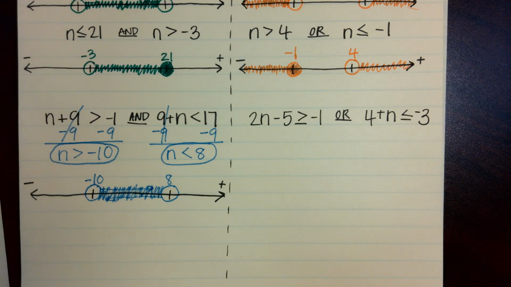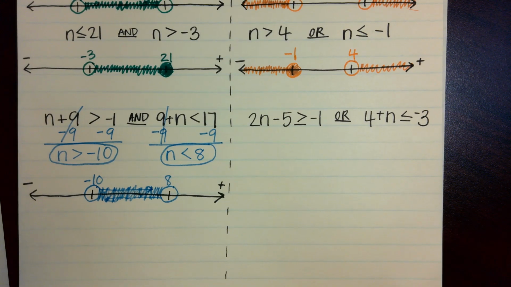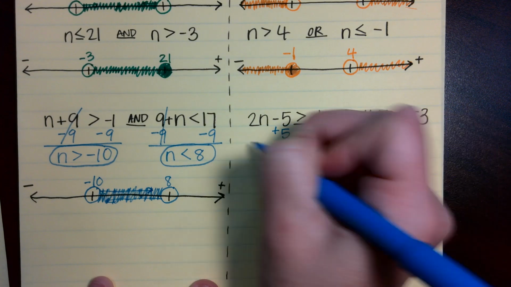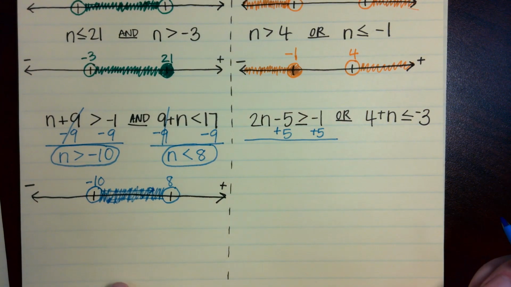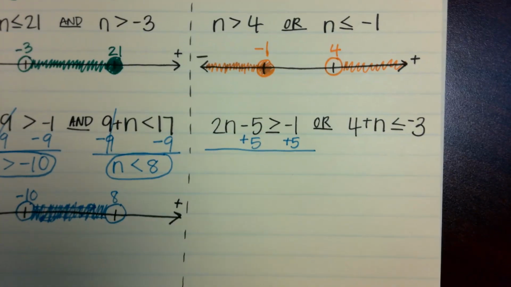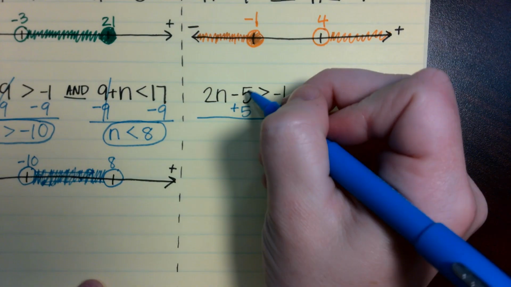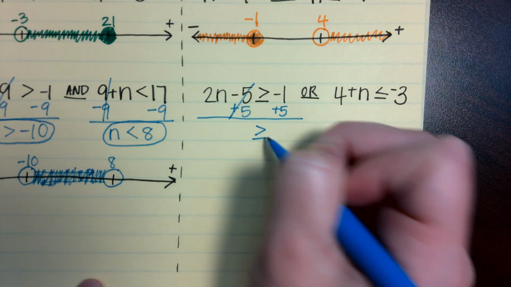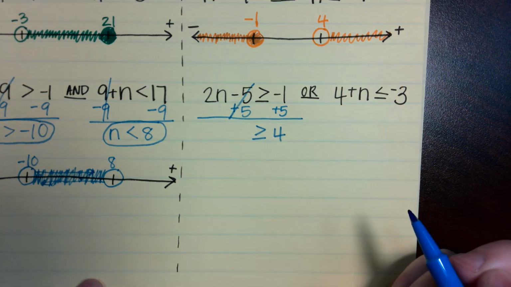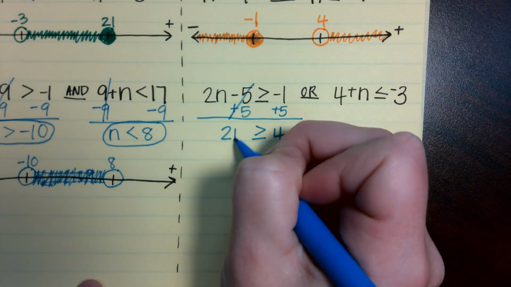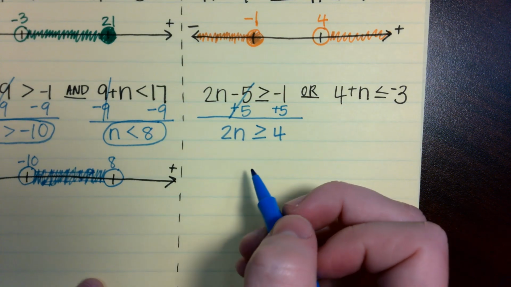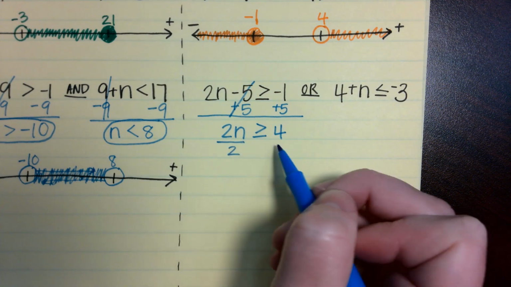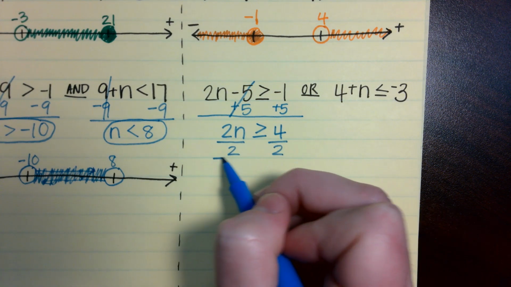So what should I do first? Add 5 to both sides. We're just solving like normal. Yeah, my 5's cancel. -1 plus 5 is, say that again. 4, perfect. And then we got to bring that 2n down. So now we've got 2 times n is greater than or equal to 4. And I heard you say it, Holly, we'll divide by 2 on both sides.